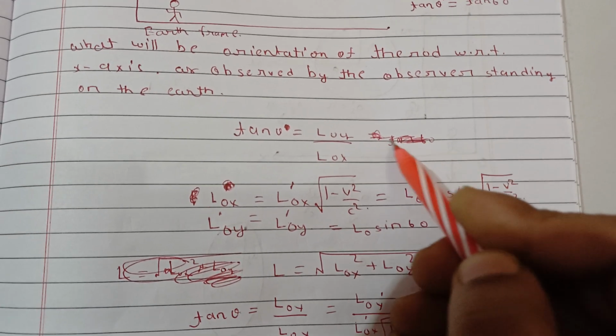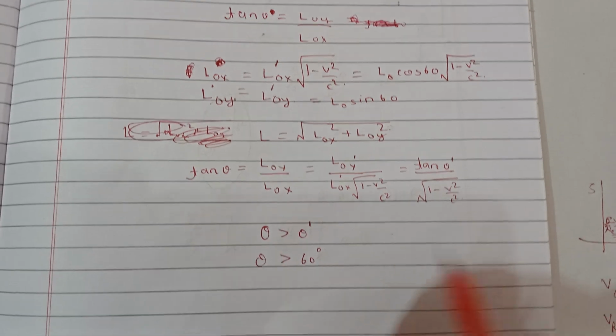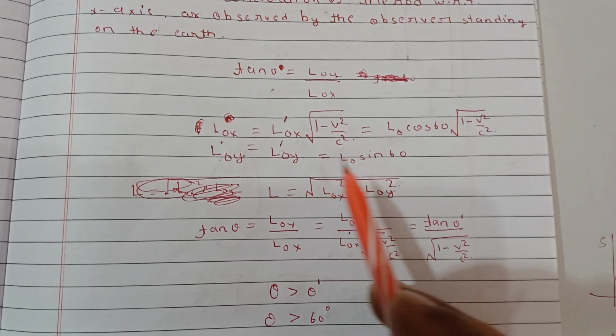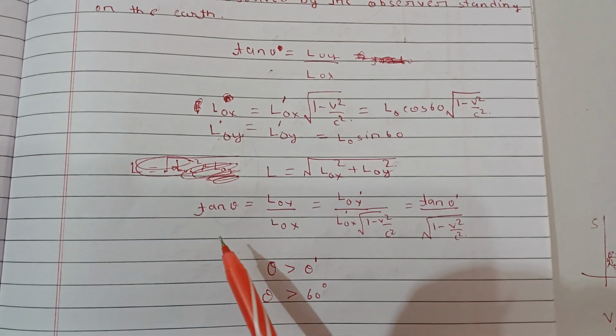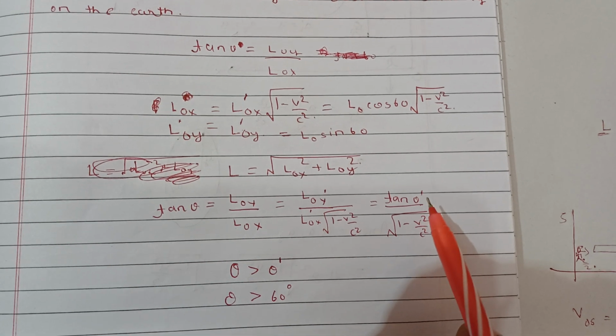Just cut it out. Okay, so just make some of these corrections. So here we will see that LOY equals this, and LOX is this. Tan theta will be LOY by LOX, and this will be given by this and tan theta prime.